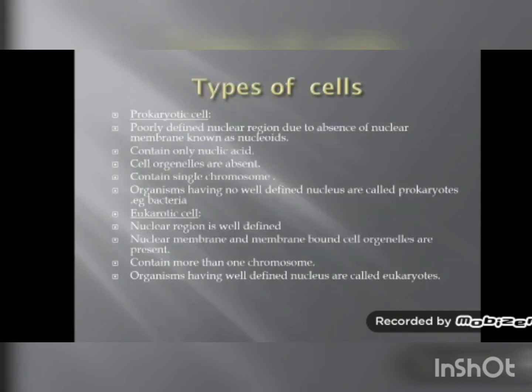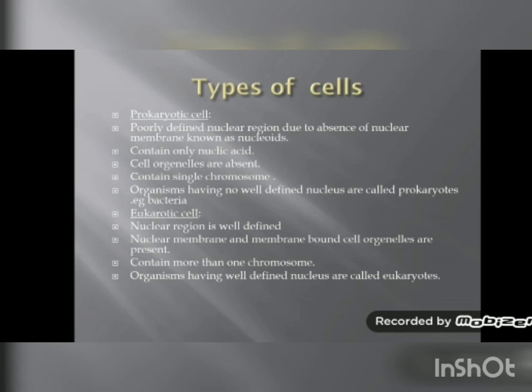There are two types of cells, prokaryotic cells and eukaryotic cells. The cells in which the nuclear membrane is absent, that is, the cells which have a poorly defined nuclear region, are known as prokaryotic cells. The poorly defined nuclear region is known as the nucleoid. It contains only nucleic acid. Cell organelles are also absent in such prokaryotic cells, and they contain a single chromosome. The organisms which have no well-defined nucleus are called prokaryotes. Example, bacteria.